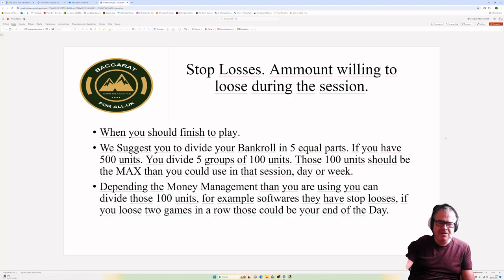Okay, thank you. So now we are going to start to understand what the stop loss is. It is the amount you are willing to lose during the session. So, for example, like I explained before, if I have my $1,000, I divide my $1,000 into five groups: 200, 200, 200, and with those $200, it's do or die. I either make my profits or I lose them. And I know most of the time I will.